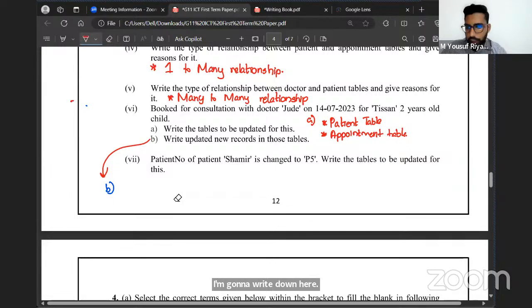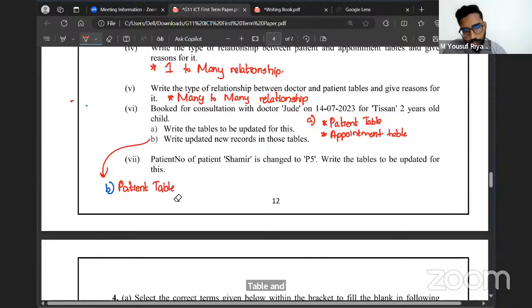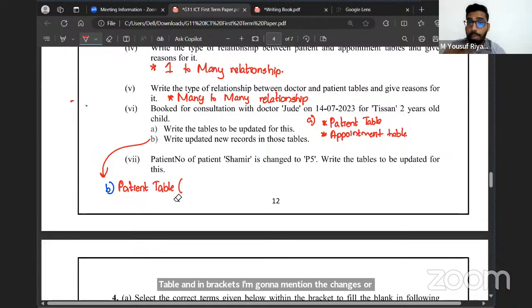First of all, I will update the patient table. So I'm going to write first of all the table name, which I'm going to update. So I'm writing here patient table. And in brackets, I'm going to mention the changes or the update I had to do in the patient table as per the fields' correct order.